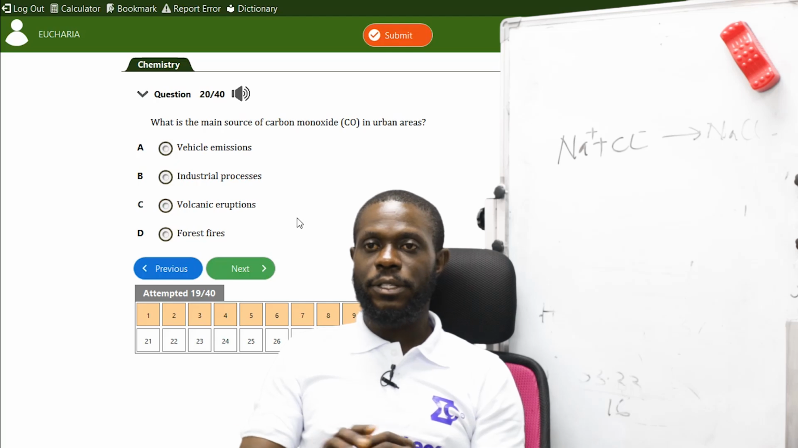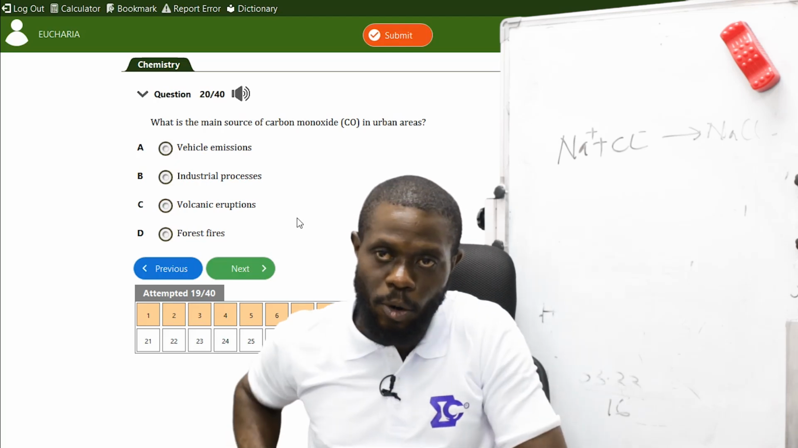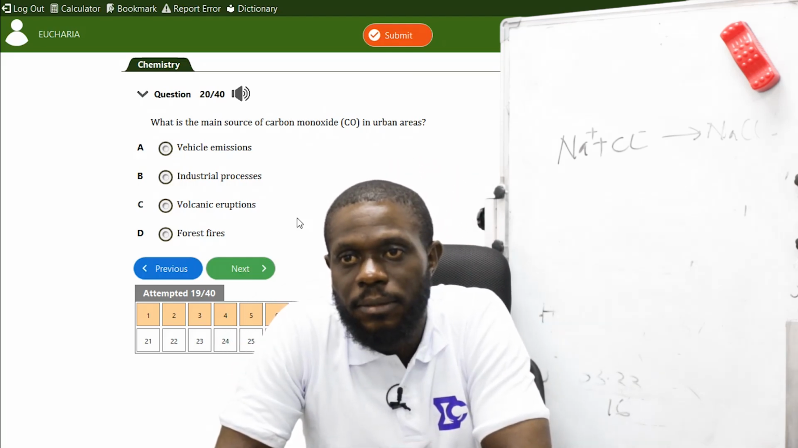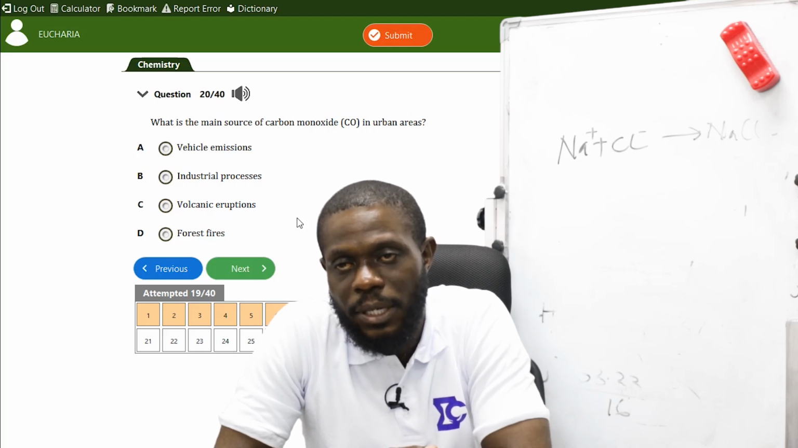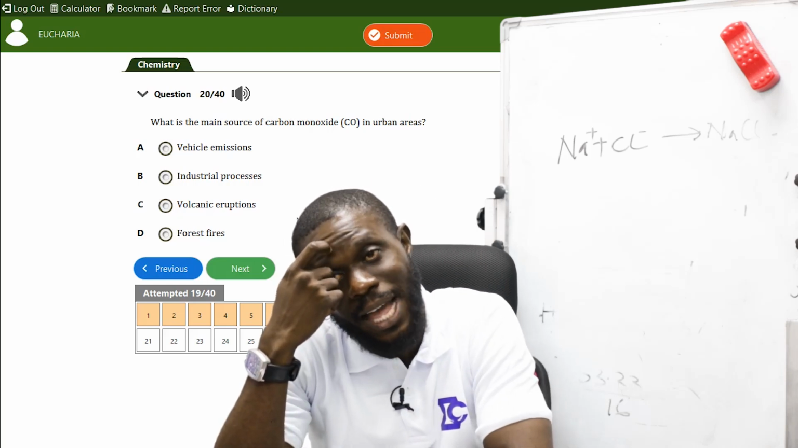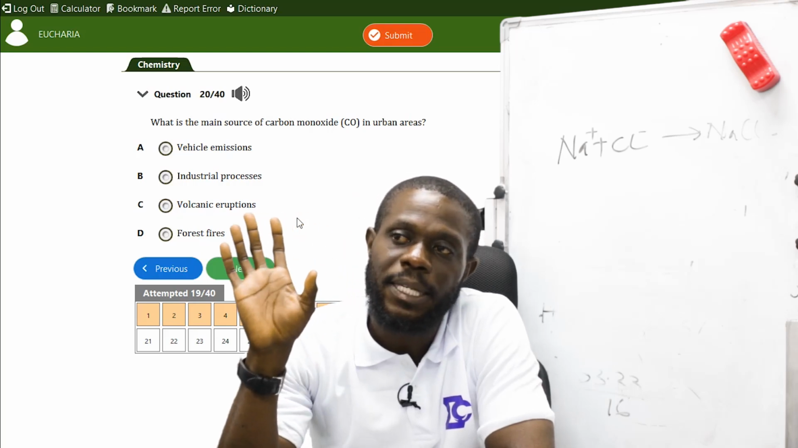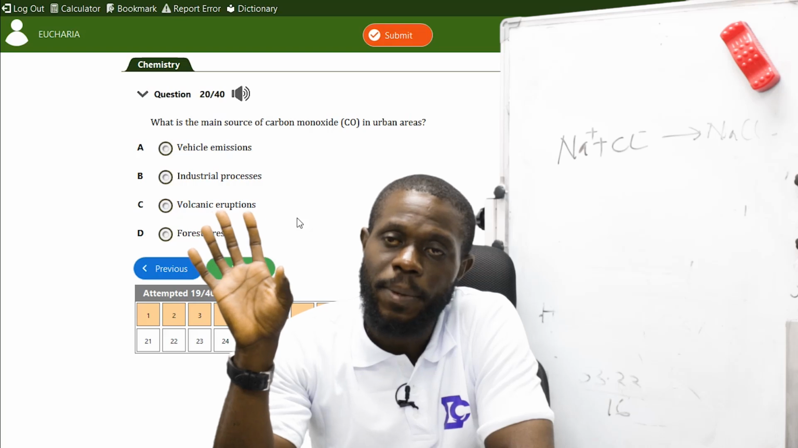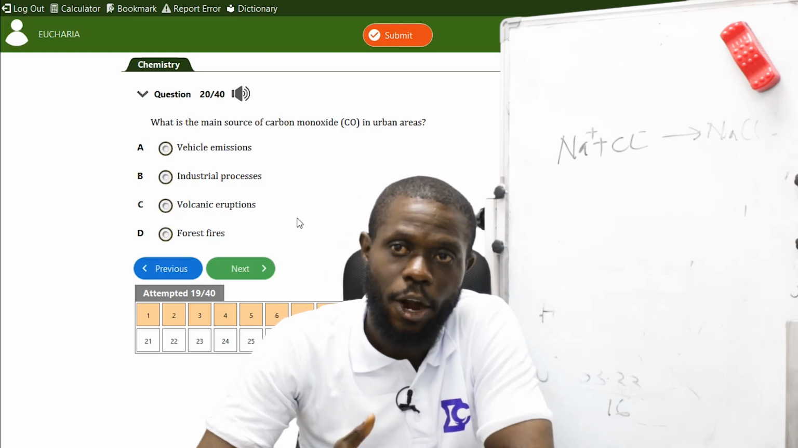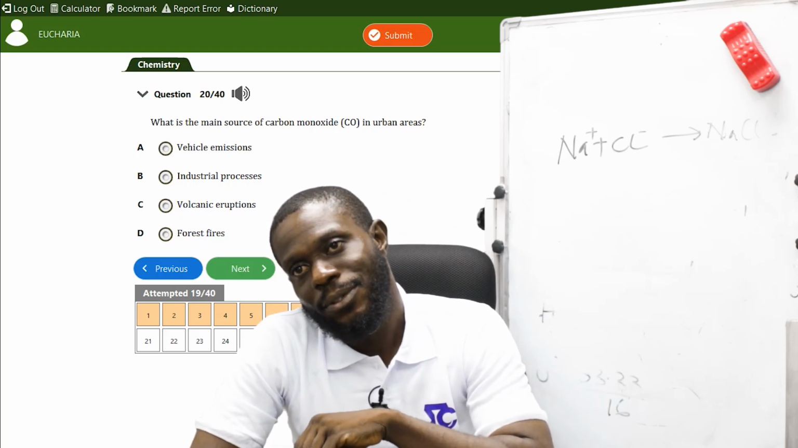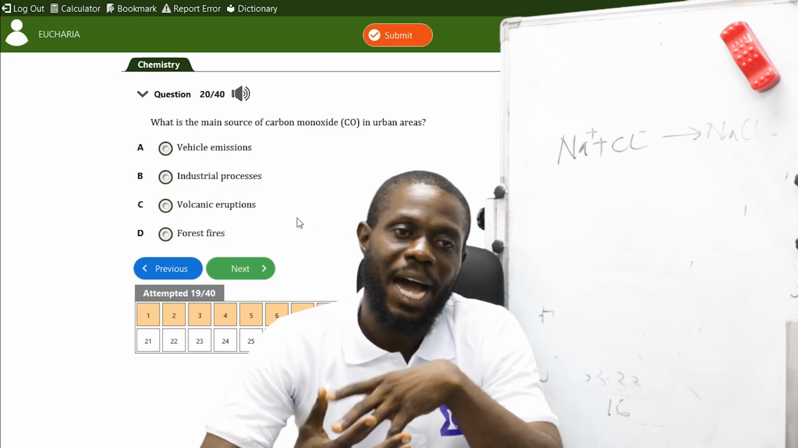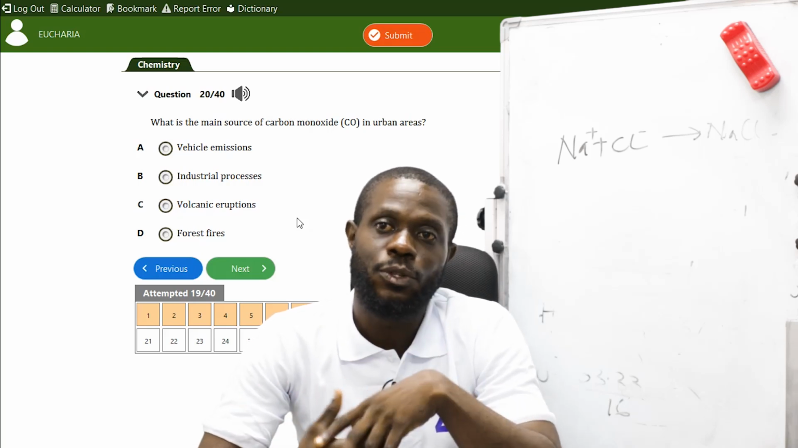The next one says, what is the main source of carbon monoxide in urban areas? That's pollution. Industrial processes, yes, is one, but it's not everywhere. There are some places that are kept for industrial processes. Volcanic eruptions come once in a while. Forest fires come once in a while too. You burn them once in a while.